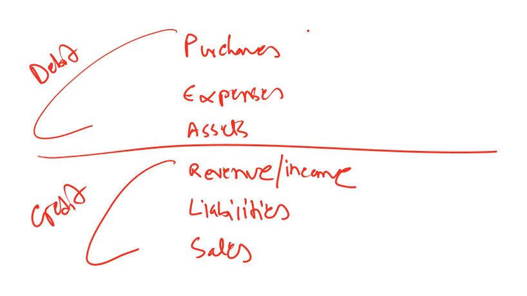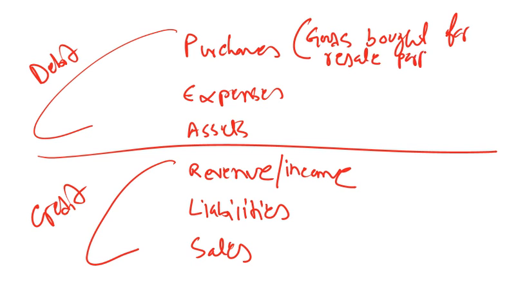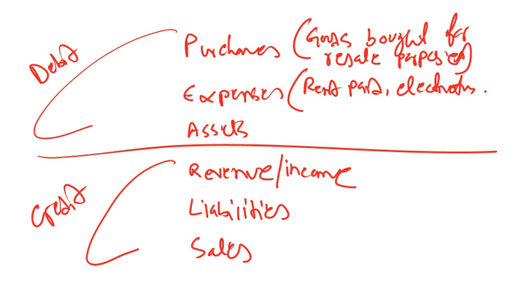Now, purchases is basically goods bought for resale purposes, like we bought some items because we want to sell them. Purchases are always debit. Expenses could be in the thousands. Think of some, like rent paid, rent and rates, electricity, all the bills, insurance, and so many items. Revenue expenditure, day-to-day expenses.